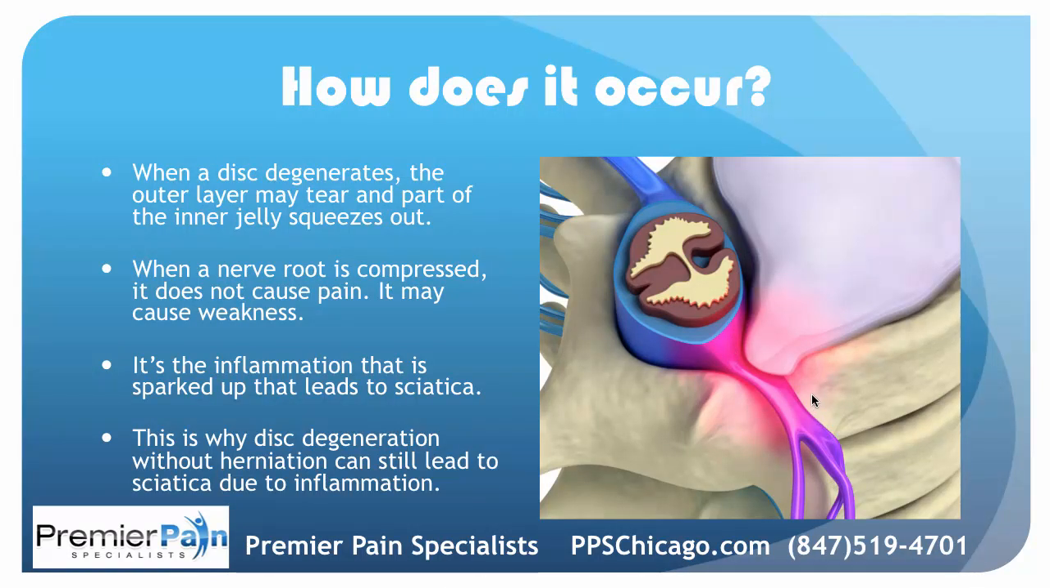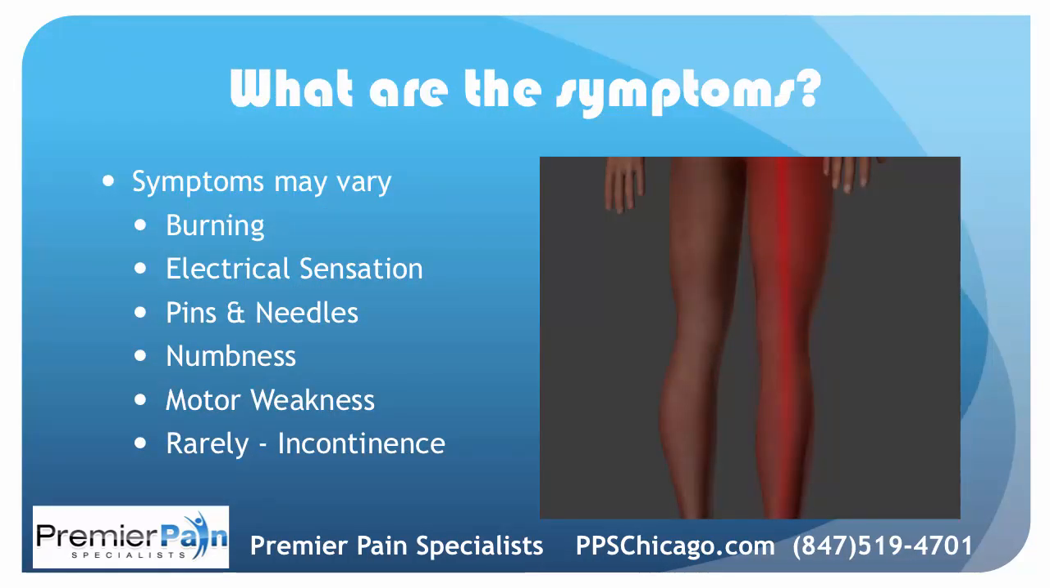nerve root, all right? This is why disc degeneration without herniation can still lead to sciatica due to inflammation, because even if you don't have this pinching, but you have an inflamed degenerative disc, it can inflame the adjacent nerve root as well. What are the symptoms of sciatica?